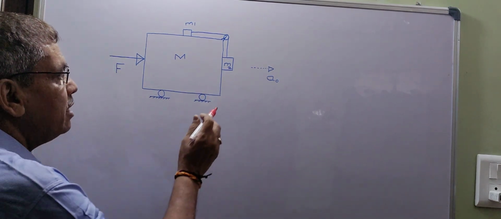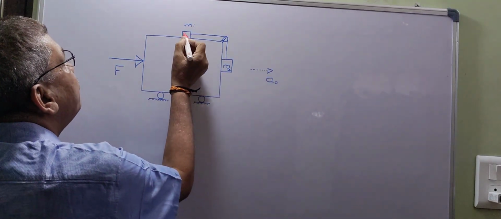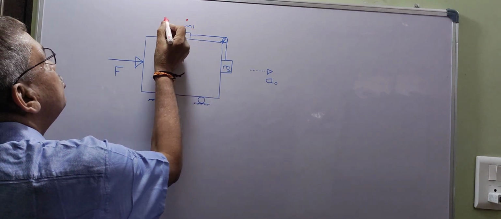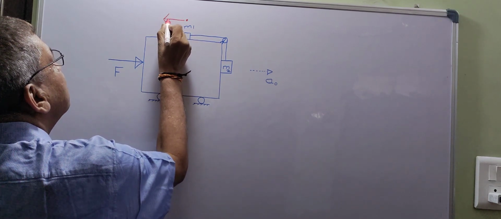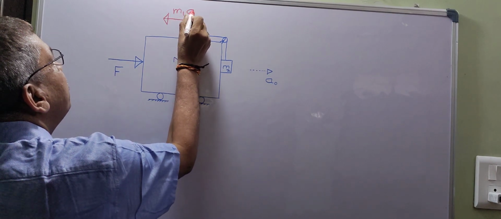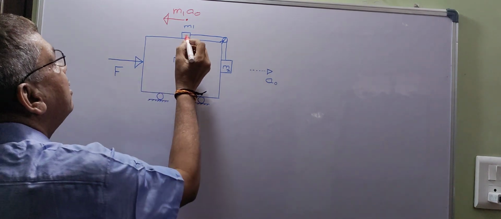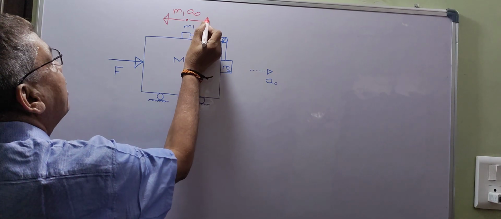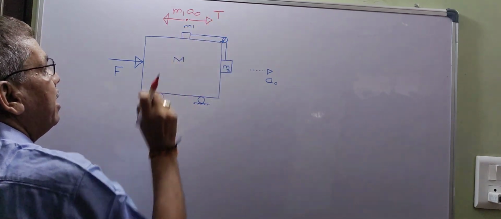So if it is accelerated rightward with A0 acceleration, then if we draw the free body diagram of M1, there will be a pseudo force acting opposite to the direction of acceleration of the cart, that will be M1A0 acting on M1 in the left direction, and since this is connected with a spring, T will be acting in rightward direction, right? This will be the free body diagram.